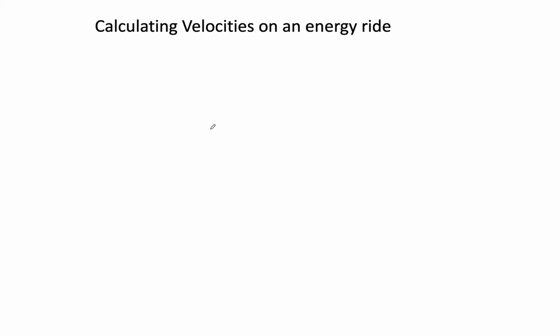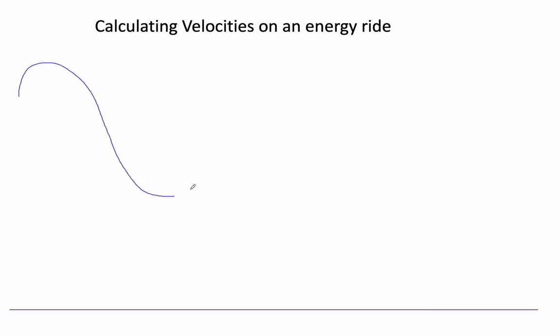Let me show you how to calculate the expected velocities on an energy ride. These are theoretical, of course, if there is no friction. Okay, so let's imagine that we've got this energy ride. Here's the ground, and we start off here, and we go here, and here, and here, and we've got all these different heights, right?